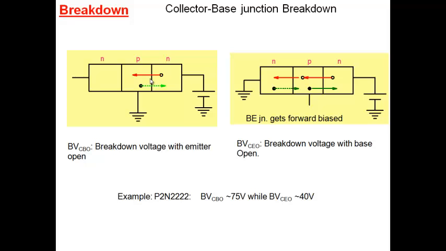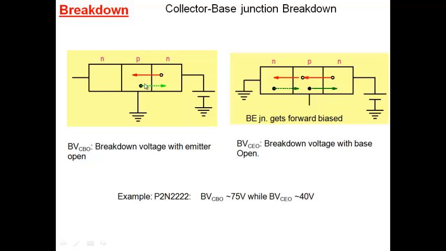Now there are two ways in which breakdown voltages are specified. Again, if you read a data sheet of a transistor, one way is what people do is they keep the emitter open and they look at simply the breakdown of this particular junction.